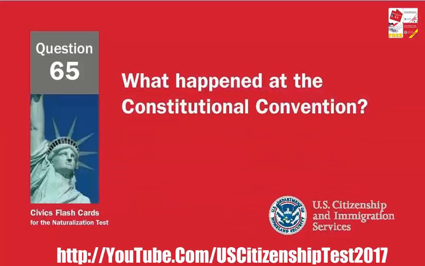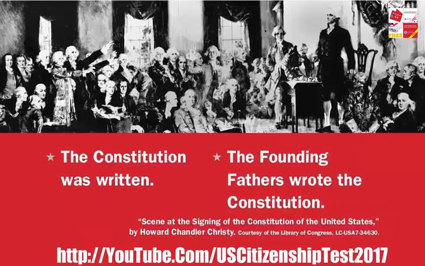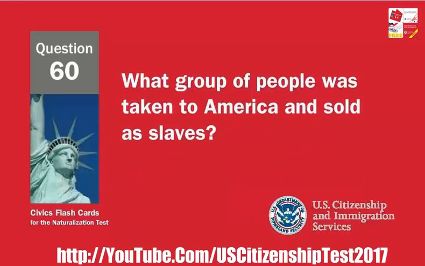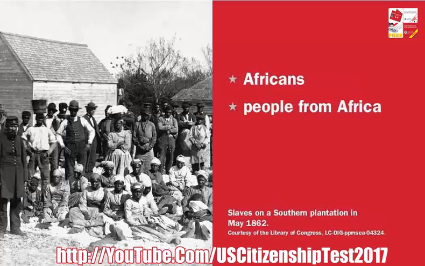What happened at the Constitutional Convention? The Constitution was written. The Founding Fathers wrote the Constitution. What group of people was taken to America and sold as slaves? Africans. People from Africa.